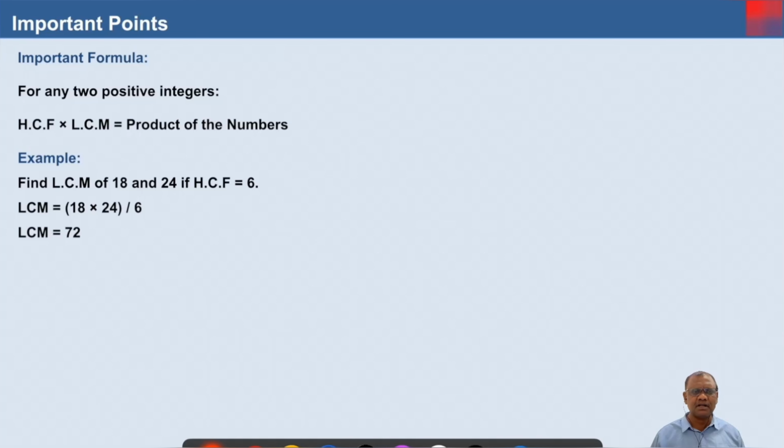So, for example, find the LCM of 18 and 24 if HCF is 6. So, the two numbers are 18 and 24, their HCF is 6. What is the LCM? So, if you want to find out the LCM, find the product of the numbers and divide with 6. So, 18 and 24 multiply and divide with 6. So, that gives you 72 as the LCM. So, using the above formula, we can find out of these 4, if any one is missing, that can be found out using this formula.